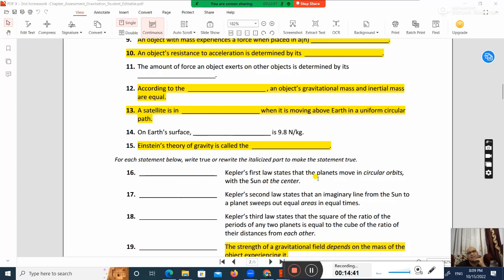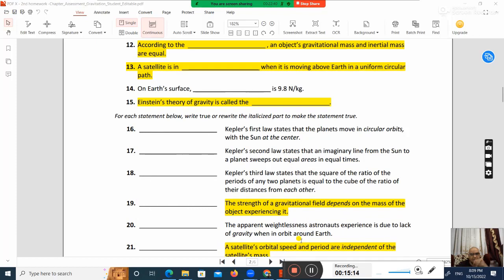Kepler's first law states that the planet moves not in a circular orbit but in an elliptical orbit, with the sun at one focus of it. Kepler's second law states that an imaginary line from the sun to a planet sweeps out equal areas in equal time. That's true. Kepler's third law says that the square of the ratio of the periods of any two planets is equal to the cube of the ratio of the distances, not from each other, but from the sun.